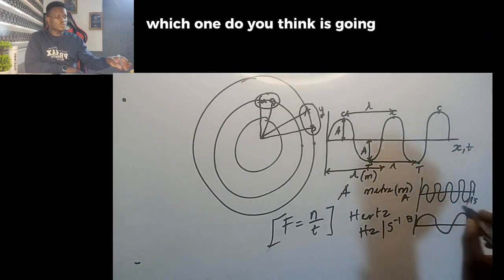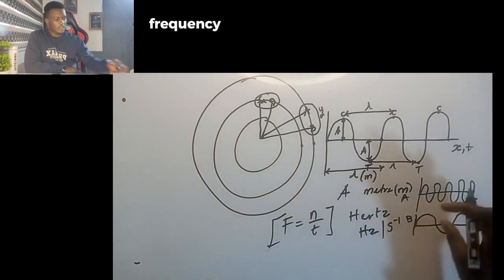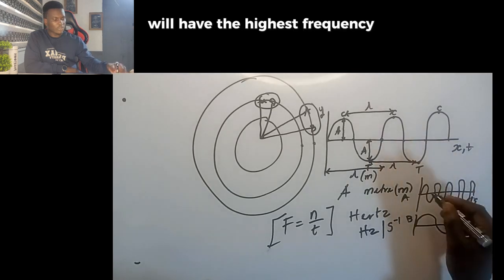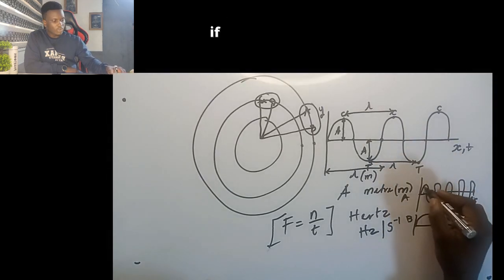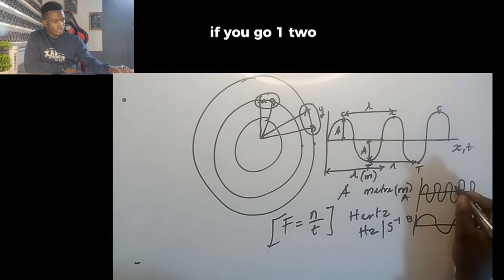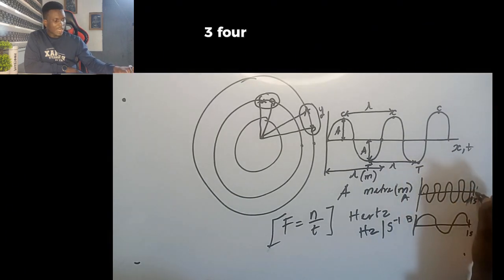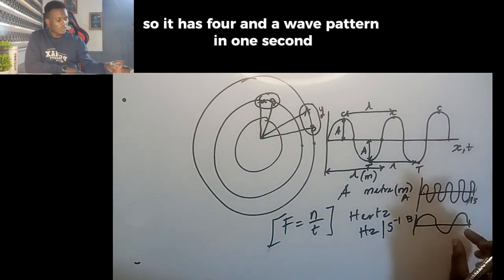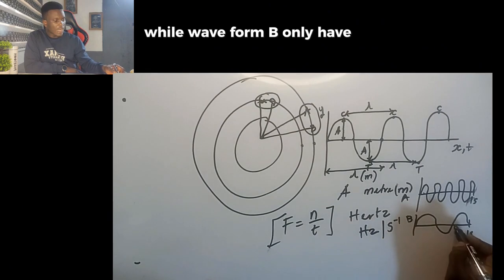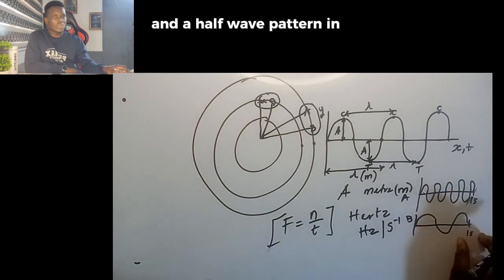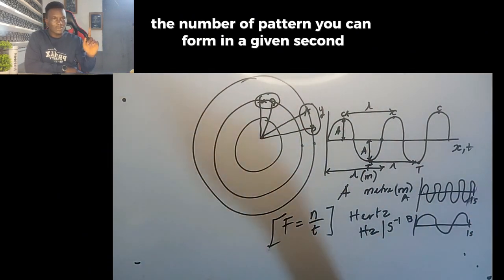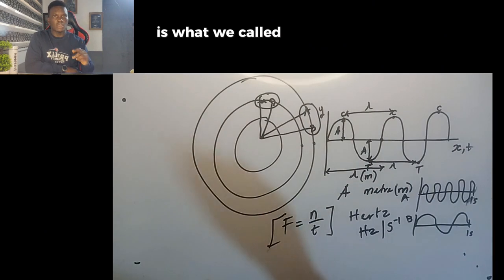Now, look at particle A and particle B. Which one do you think is going to have the highest frequency? It's going to be waveform A. Waveform A has the highest frequency because if you go 1, 2, 3, 4.5, it has 4.5 wave patterns in 1 second, while particle B only has 1.5 wave patterns in 1 second. So the number of patterns you can form in a given second is what we call a frequency.